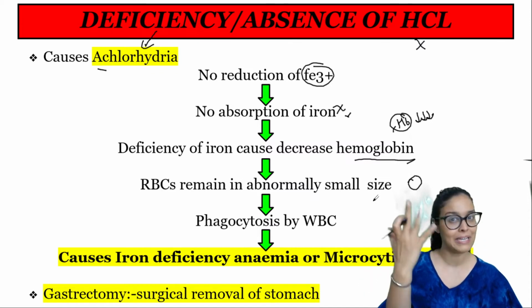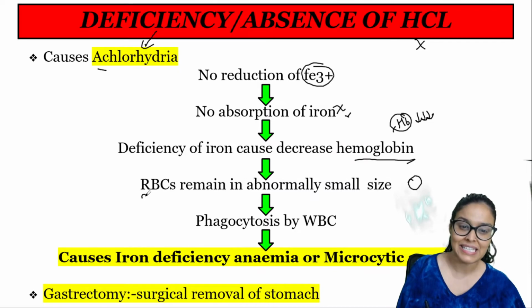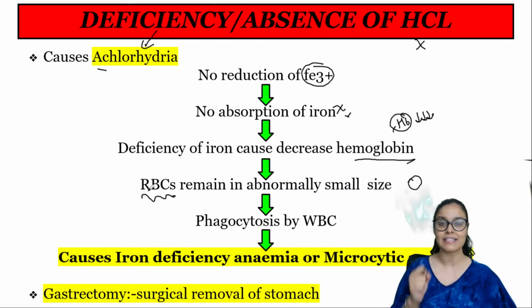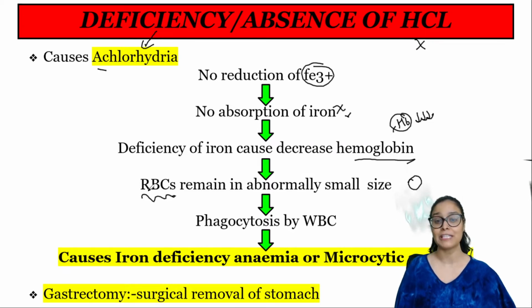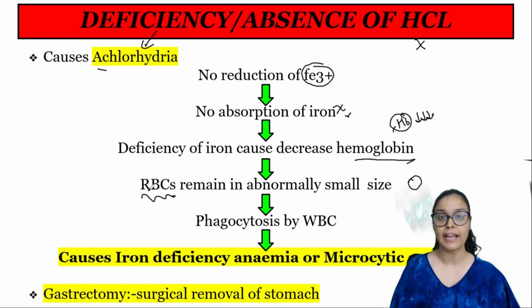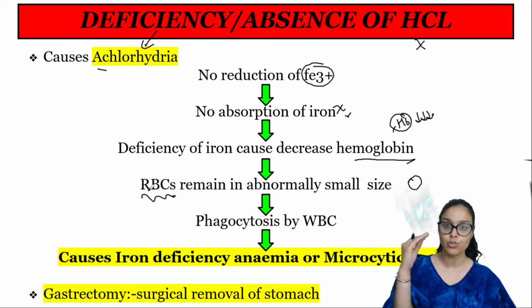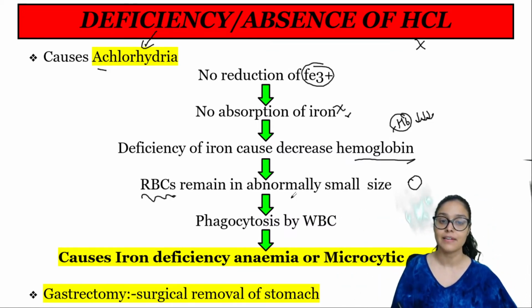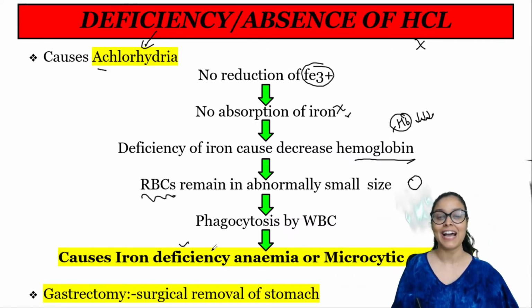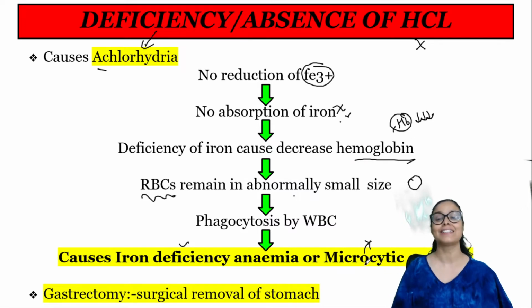So now RBCs have a deficiency of hemoglobin, so there is less hemoglobin now. That means RBCs remain very small in size. And you know what? When abnormally small RBCs are present, WBC will be like, oh, this is not a normal RBC, I will just eat it. WBC will start attacking the abnormal small RBCs. And what will happen? It will cause iron deficiency anemia. Because of iron, anemia happens. It is also known as microcytic anemia.